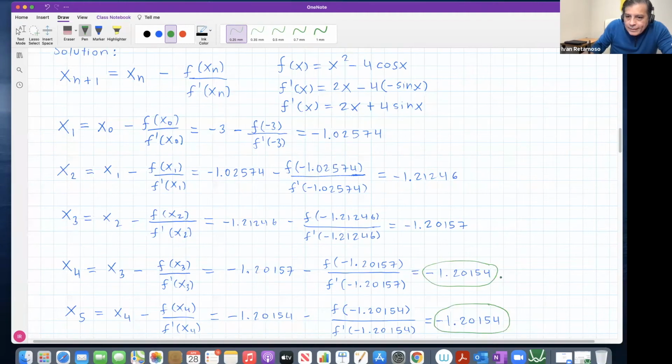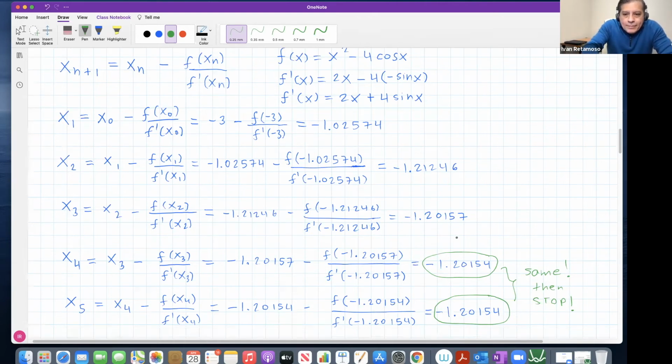Same. Then stop right there. You're done. This is the best approximation you could have gotten up to 5 decimal places. This is supposed to be the zero of f of x. It took 5 iterations. Sometimes it may take 3 iterations, sometimes 4, sometimes 5. It depends on the function, but this is how you use Newton's method.